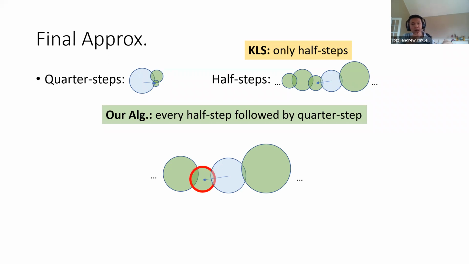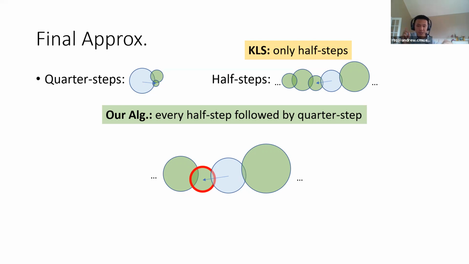So we want to focus on what happens to this red highlighted ball. If this red ball is subject to a quarter step, well, then we're happy because our initial half step is followed by a quarter step. The thing to be careful of is, what if this red ball is subject to its own half step? Then we would be in trouble because we have a half step followed by another half step.